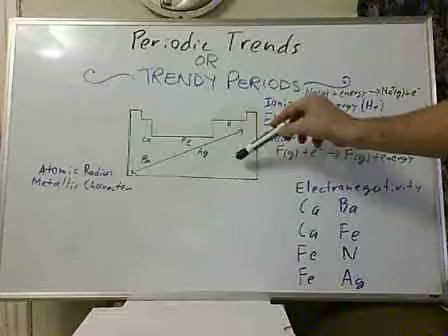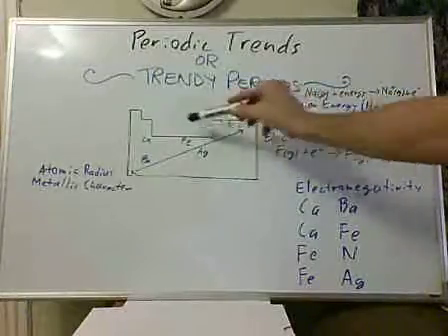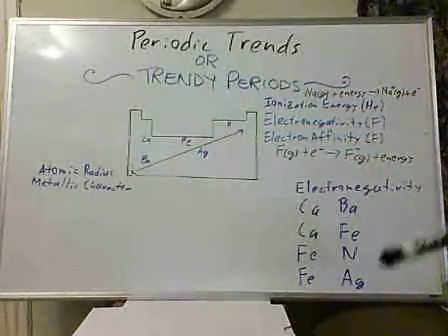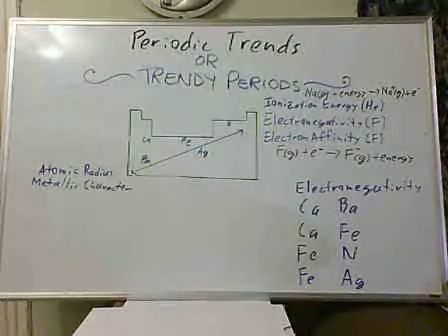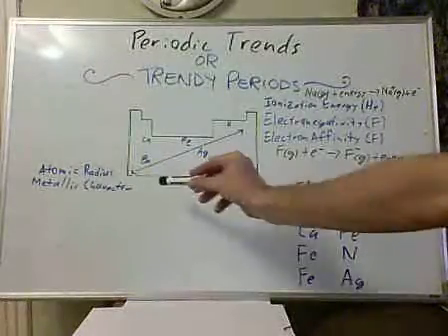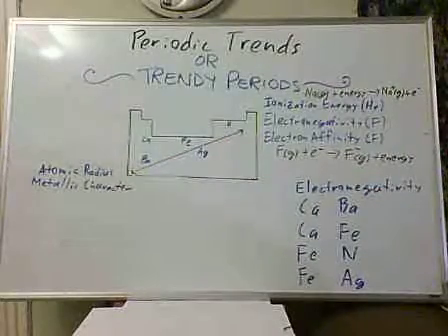Of course, we know that upper right of the periodic table is nonmetals, lower left of the periodic table is metals. So metallic character, the ability to conduct electricity and similar properties, is the highest in the lower left of the periodic table.